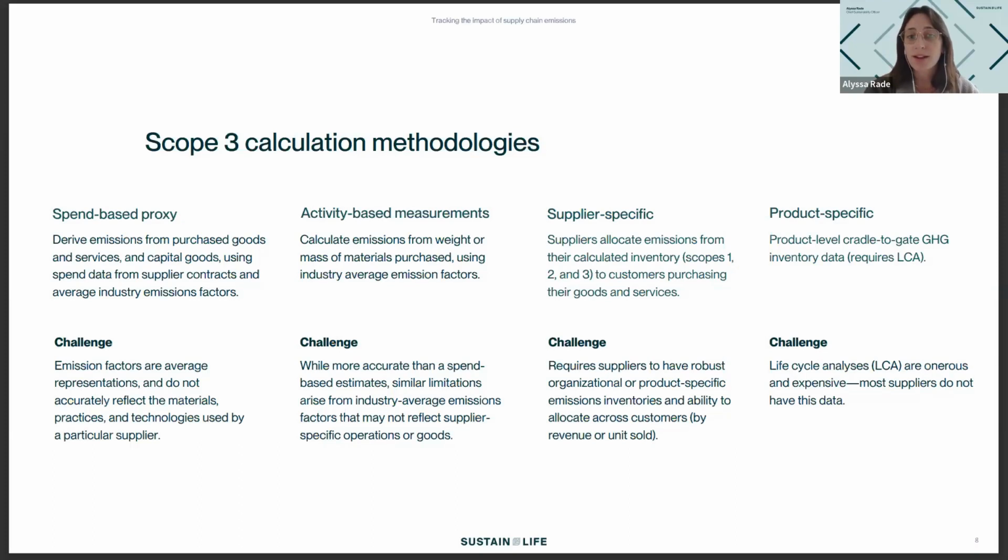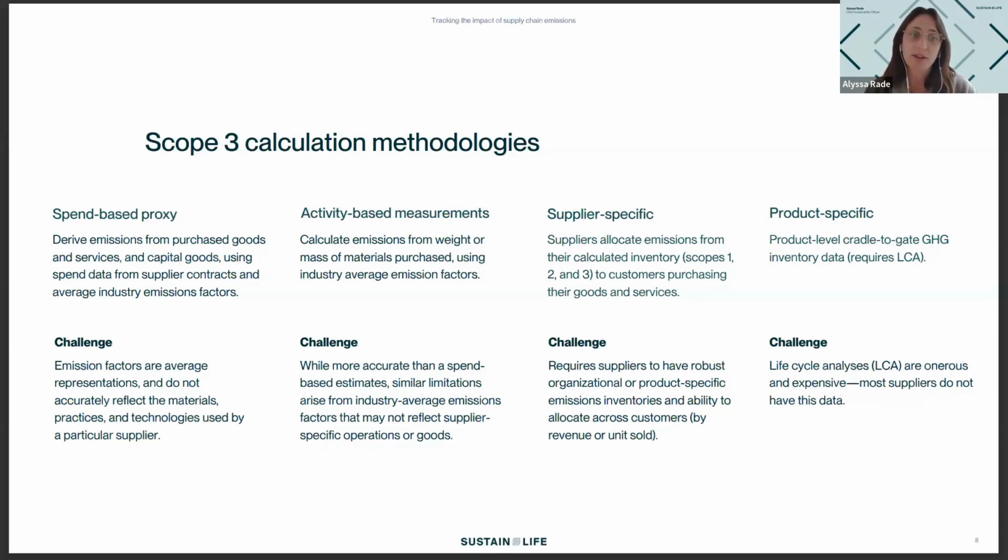So this requires suppliers, obviously, to have pretty robust organizational or product-specific emissions inventories and the ability to then allocate them across the customers. This is often where at Sustain.Life, we see a lot of our companies and our customers moving towards. They start with that spend-based proxy, and then they're really driving that supply chain engagement to, again, understand from their specific suppliers, well, what kind of energy are you using to make our goods? What kind of materials are you using? What are your specific organizational emissions? And again, how many of those emissions are we responsible for giving you business?